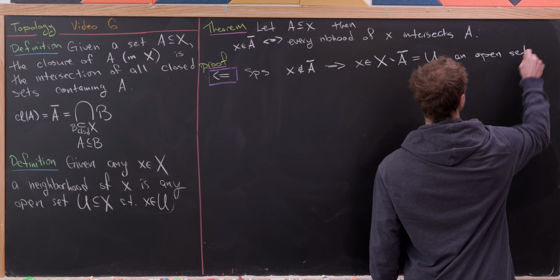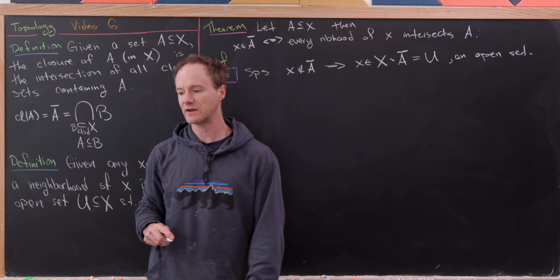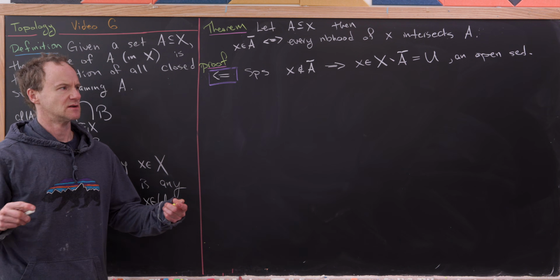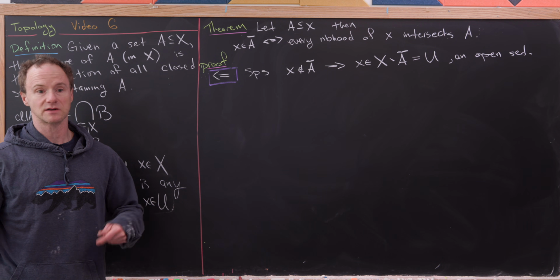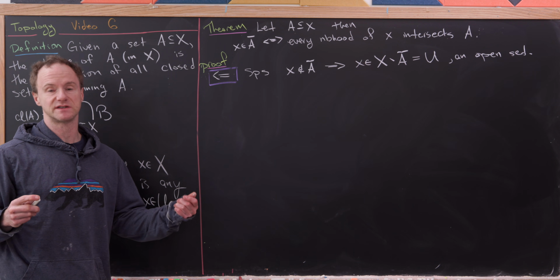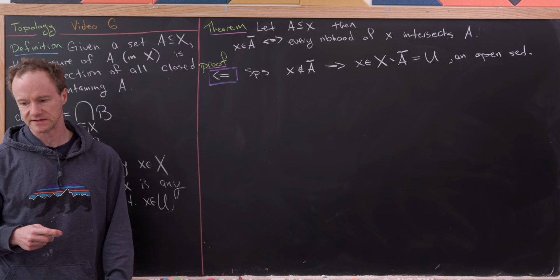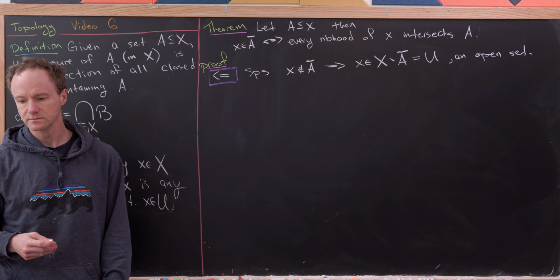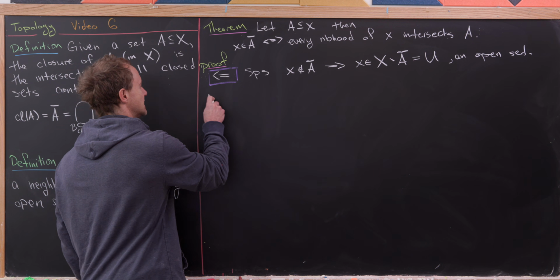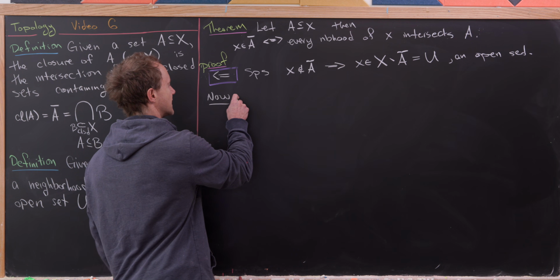And we know that this is an open set because it's the complement of a closed set, and that's something that we looked at a long time ago. That's in fact how we define a closed set, as the complement of an open set. But that immediately means that an open set is a complement of a closed set. Okay, great.